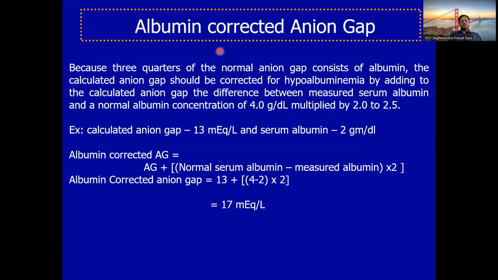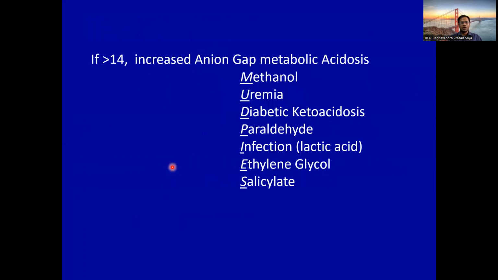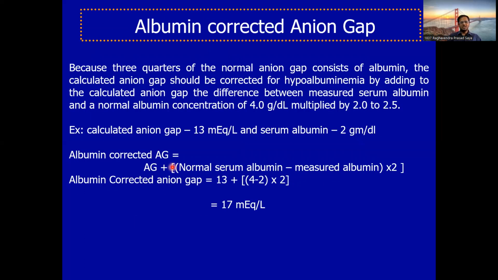So now we should know what is known as the albumin corrected anion gap. As we have known in the previous slide, the proteins, mostly albumin, contribute to the unmeasured anions. So in patients with hypoalbuminemia, there is an error when you estimate this anion gap. It will not be the normal anion gap, so you have to do some correction. This is called the albumin corrected anion gap. Because three-fourths of the normal anion gap consists of albumin, the calculated anion gap should be corrected for hypoalbuminemia.